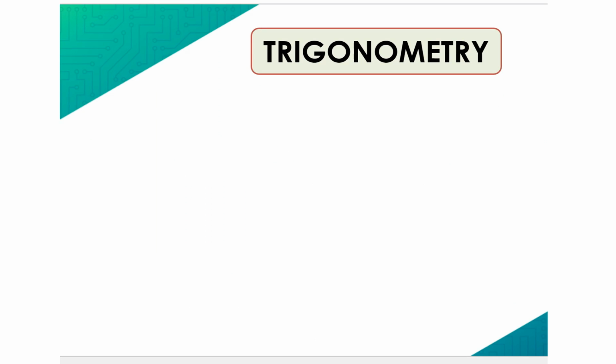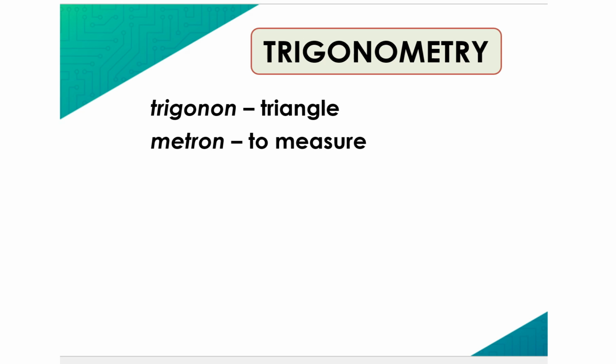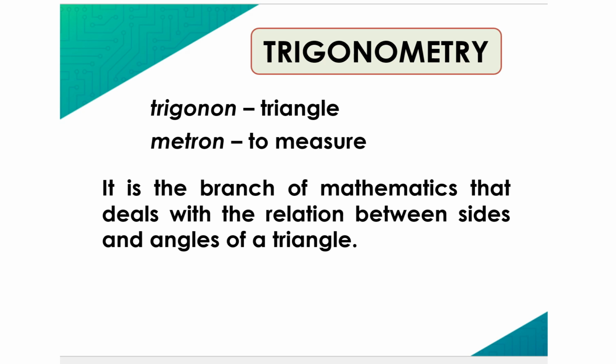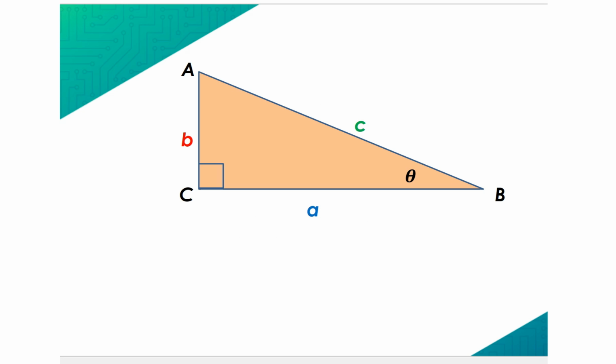Trigonometry comes from two Greek words, trigonon, which means triangle, and metron, which means to measure. So basically, it is the branch of mathematics that deals with the relation between sides and angles of a triangle. It is important to identify the different parts of a right triangle, specifically the two legs in relation to an angle if opposite or adjacent. Let us have triangle ABC, for example.